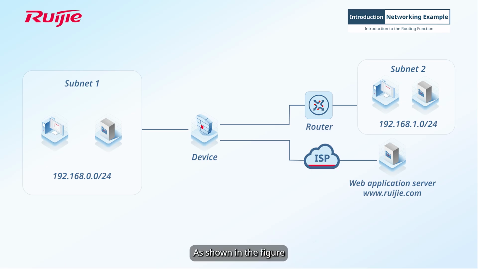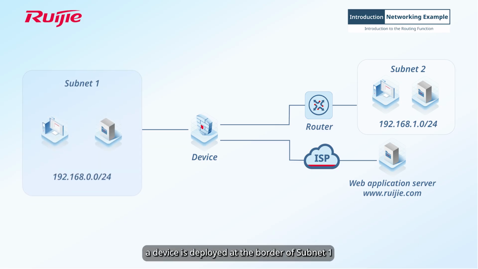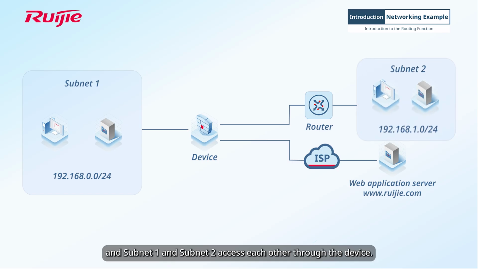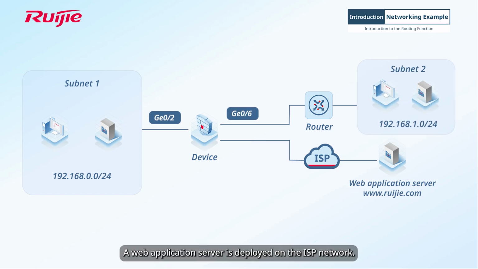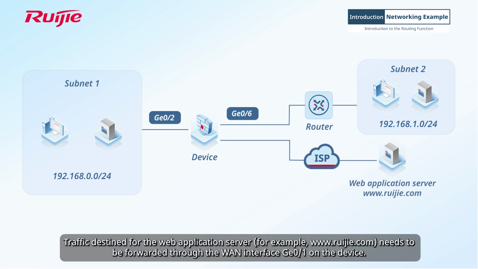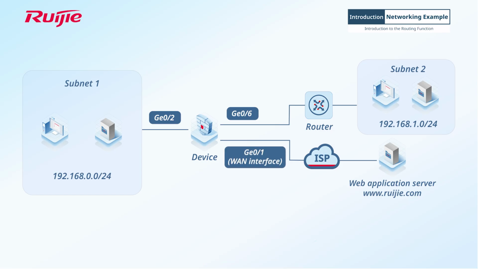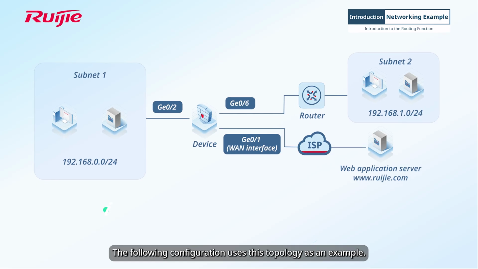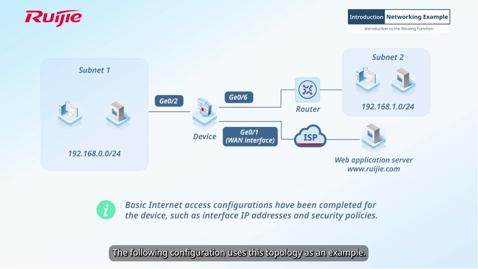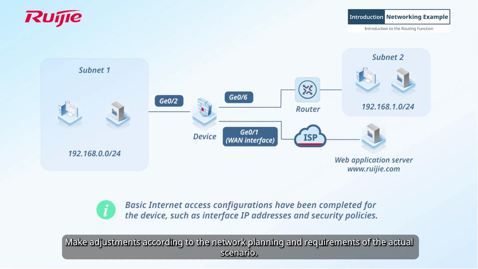As shown in the figure, a device is deployed at the border of subnet 1, and subnet 1 and subnet 2 access each other through the device. A web application server is deployed on the ISP network. Traffic destined for the web application server needs to be forwarded through the WAN interface GE0/1 on the device. The following configuration uses this topology as an example. Make adjustments according to the network planning and requirements of the actual scenario.